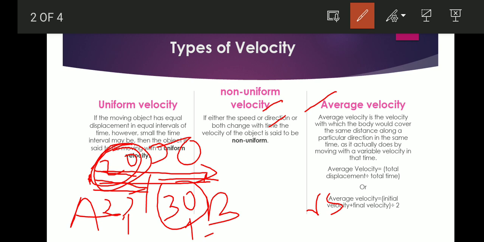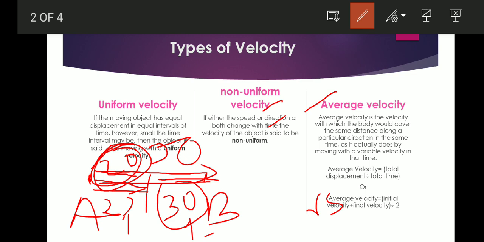What about average velocity? Average velocity is the velocity with which the body would cover the same distance along a particular direction in the same time as it actually does by moving with a variable velocity in that time. Average velocity is given by total displacement divided by total time, or initial velocity plus final velocity divided by 2.